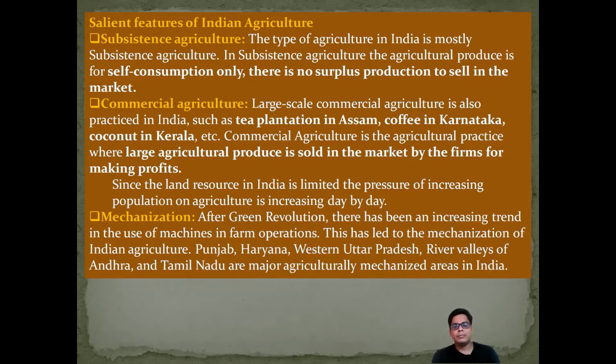Then mechanization came after the green revolution. We introduced the green revolution with the help of M.S. Swaminathan. That's why M.S. Swaminathan is considered the father of the Indian green revolution. This process started with mechanization, providing pump sets, HYVs, and electrification of rural areas. Irrigation development all started in Punjab, Haryana, Western UP, and the river valleys of Andhra Pradesh and Tamil Nadu, which are the major agriculture areas.